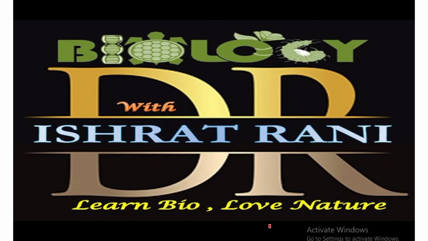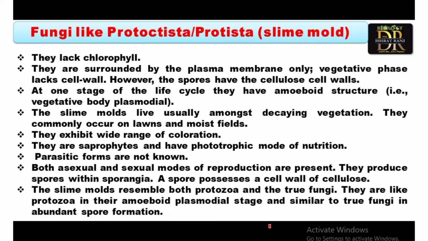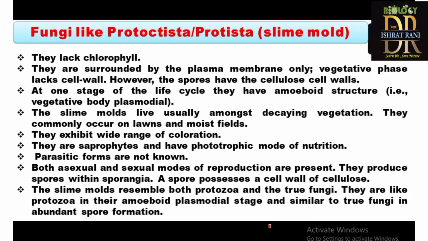Today we are going to discuss fungi-like Protista or Protoctista. As you know, these are the slime molds. They lack chlorophyll and are surrounded by the plasma membrane only. The vegetative cell or vegetative phase lacks a cell wall, however the spores have a cellulose cell wall. At one stage of the life cycle, they have an amoeboid structure, also known as the vegetative body or plasmodial structure. The slime molds usually live among decaying vegetation.